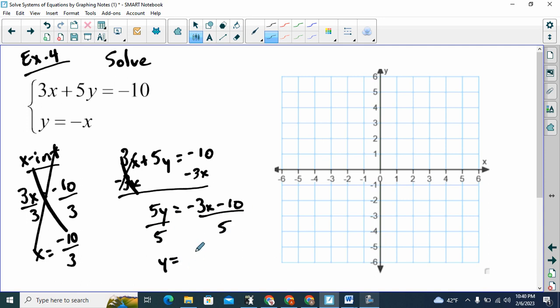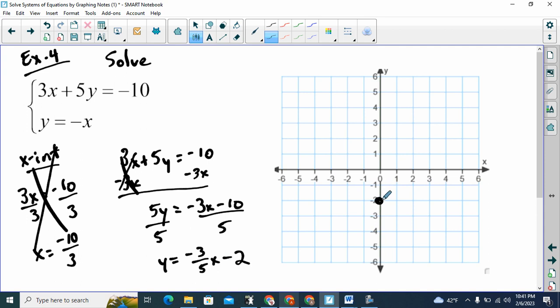So I get y equals negative 3 divided by 5x. And then I've got negative divided by positive, minus 10 divided by 5. So just did 3 divided by 5, 10 divided by 5. And then 10 divided by 5 is 2. So 10 divided by 5, let's rewrite that as 2. Now it's in slope-intercept form. If it's in slope-intercept form, it's much easier to graph.